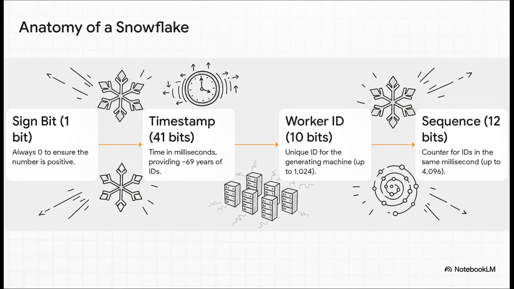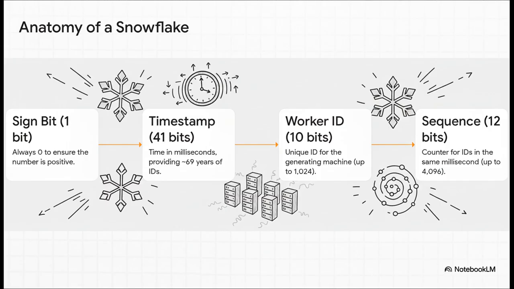So how does it work? Well, it's broken into parts. The first big chunk is a timestamp, right down to the millisecond. The next part is a worker ID, basically a unique number we give to each machine, so we know server A is not server B. And the last little part is a sequence counter. It just counts up really fast for every ID made in the same millisecond on the same machine.